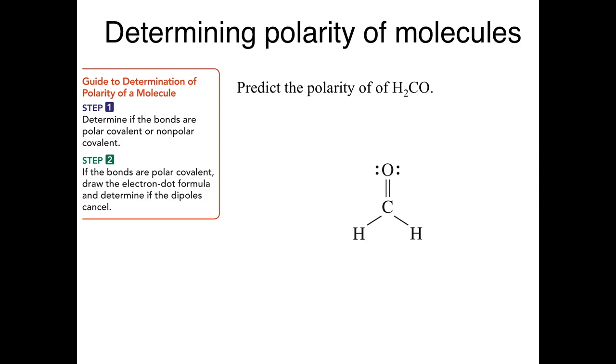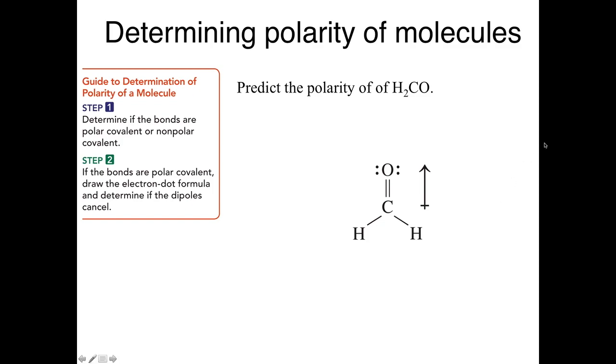Now let's think about the individual bonds' polarity in this molecule. The carbon-hydrogen bond is nonpolar, so we will ignore it. And the carbon-oxygen bond is polar, and oxygen is more electronegative. So the polarity of this molecule is towards oxygen, and indeed, this is a polar molecule.